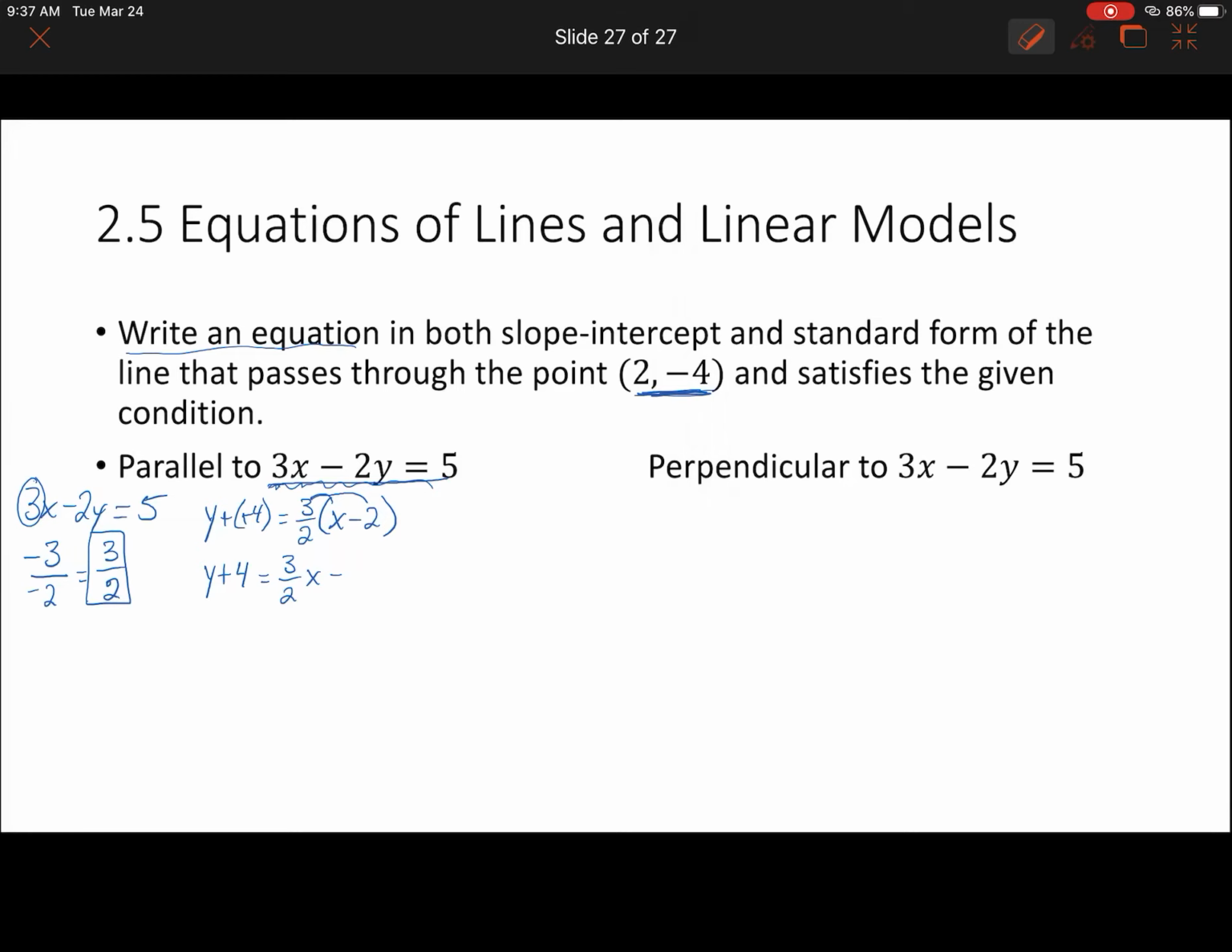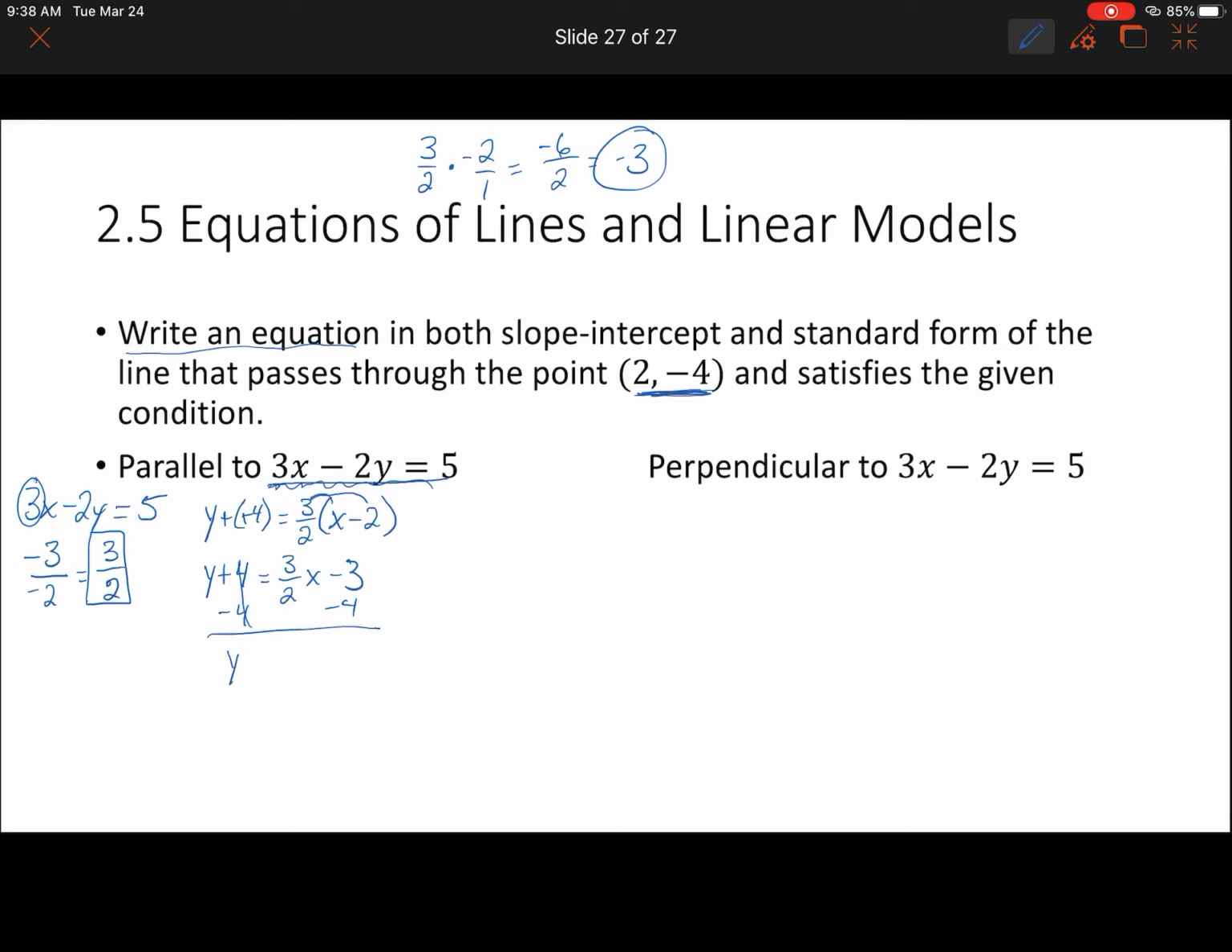minus 6/2. Well, 6/2 we know is 3, right? So I'm going to actually erase that and put 3, just so we have enough room here. Somebody says, well, how'd you get that? Again, out to the side, you take 3/2 and multiply it by -2/1. If you multiply straight across, you get -6/2, which is -3. That's where that number comes from.